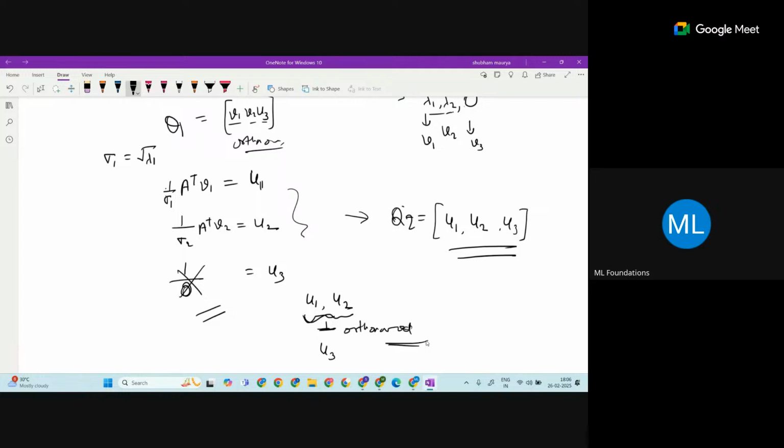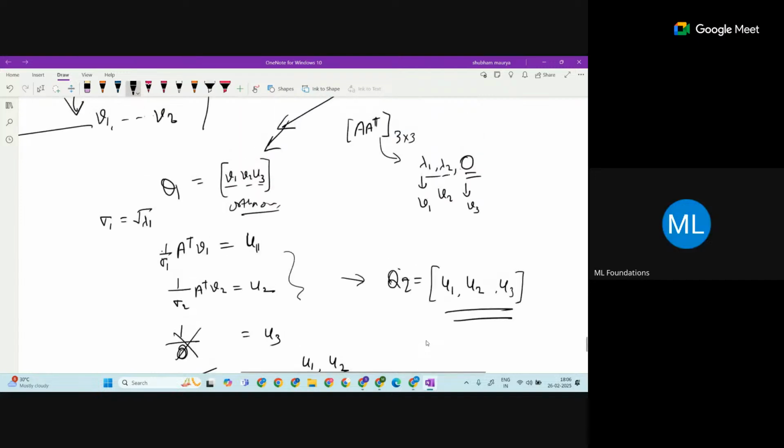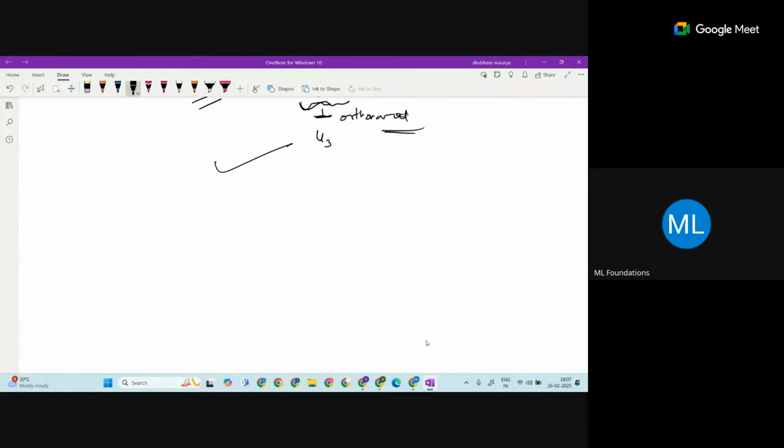Sir, V1, V2, and V3 are eigenvectors or eigenvalues? Eigenvectors. V1, V2, V3 are the eigenvectors, and these are the eigenvalues. Okay, so this is one step. There are three things we have discussed, and this is one method, in the case of zero.